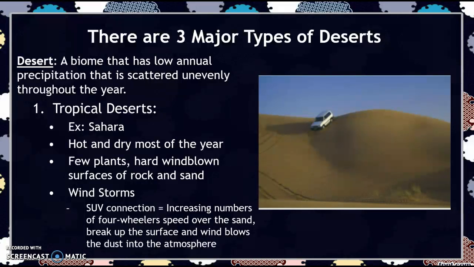And windstorms can be a big problem. And actually, there's something called the SUV connection, where we have these increasing numbers of four-wheelers that speed over the sand, break up the surface, and then wind comes through and blows the dust into the atmosphere. So the windstorms are actually getting a little more dangerous and a little worse because it's kicking up all of the sand that these four-wheelers have released.